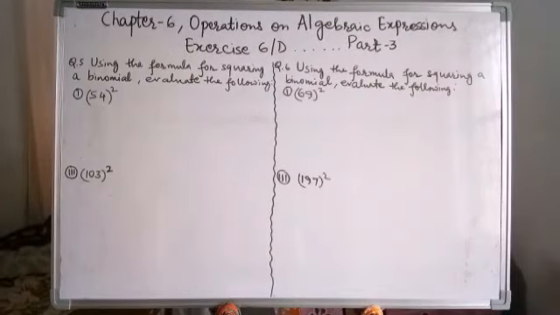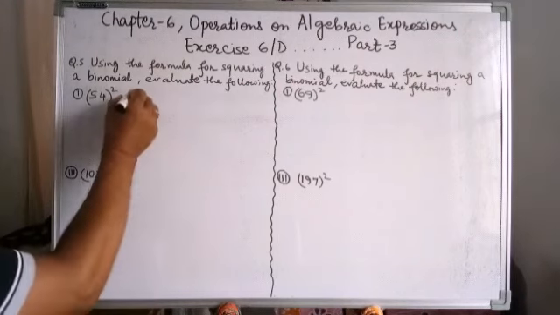Now students, in question number 5 and 6, it is given that we have to use the formula for squaring a binomial. See, the terms are not given in binomial expression, so first of all we have to make them binomial expressions, and after that we apply the binomial formula to evaluate them.